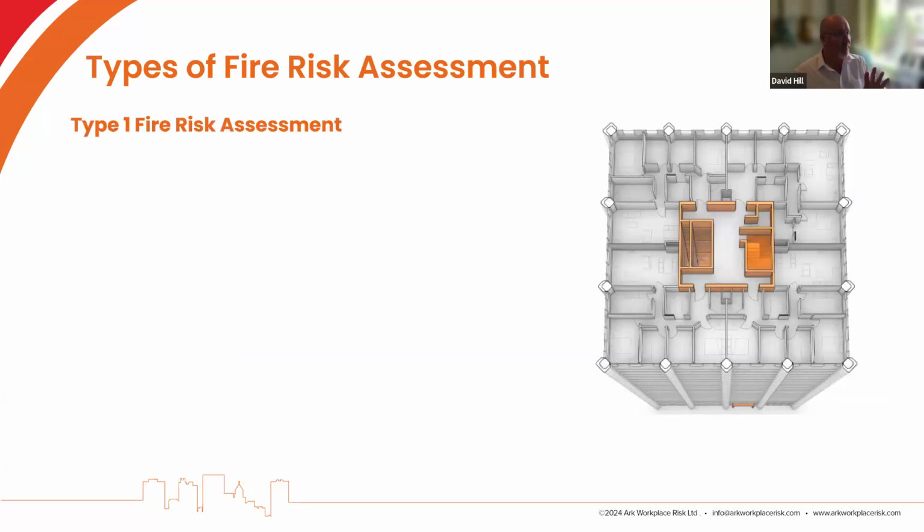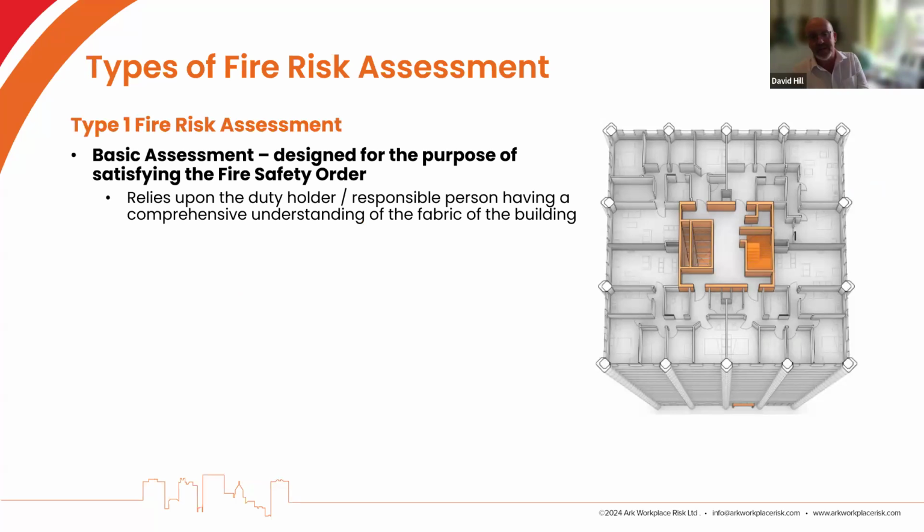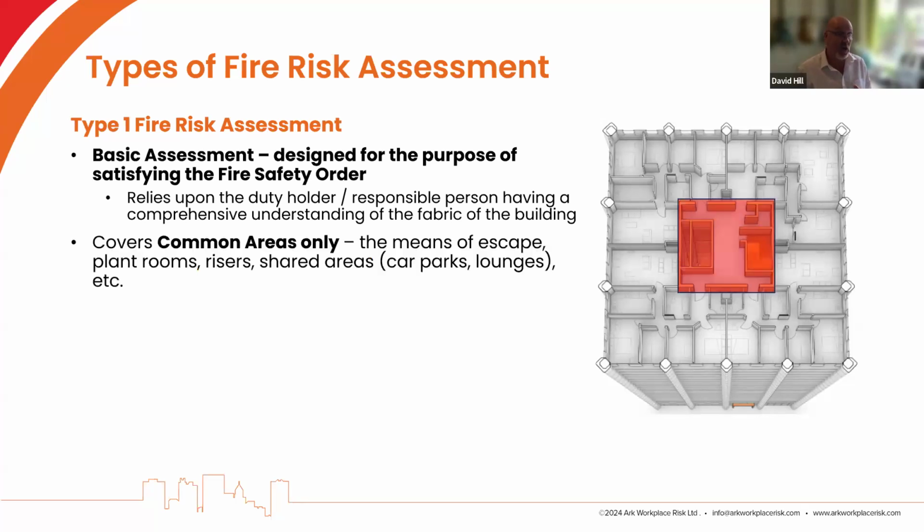So type one is a very basic assessment. It will be satisfactory under the Regulatory Reform Fire Safety Order. It relies upon the duty holder and the responsible persons having a really good understanding of their building and of the fabric, so they are very confident that they know the quality and the suitability of what they currently have. It covers the common areas only, such as the means of escape, plant rooms, risers, and any other shared areas, car parks, lounges, etc.